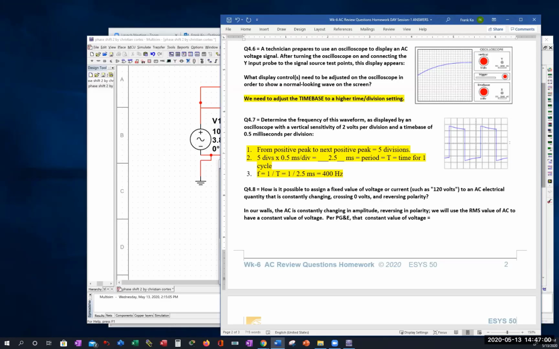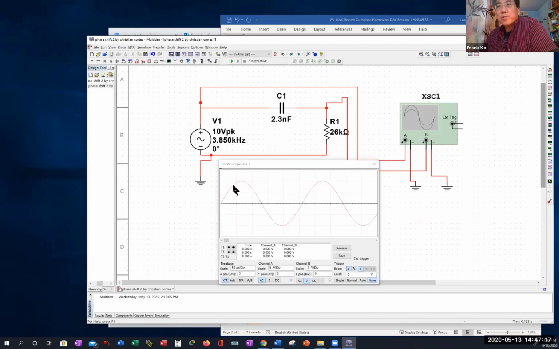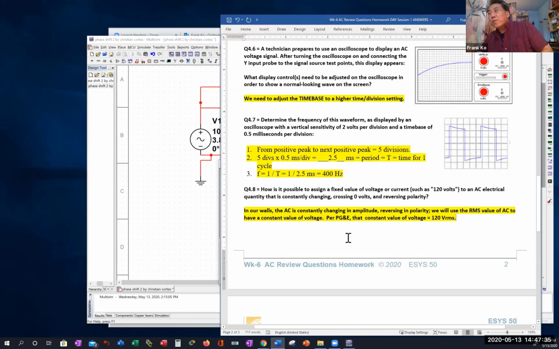120 volts. You have to speak it out completely. It's 120 V RMS. Okay, that's what PG&E tells us, and that's how we assign one value. Because in reality, according to the waveform, it goes from 0 up to 169.71 volts peak, back to 0, down to a negative 169.71 volts peak, back to 0. And it constantly changes. We know that it changes, but we will abide by one fixed number, and that's the RMS value. That's why RMS is significant to us.